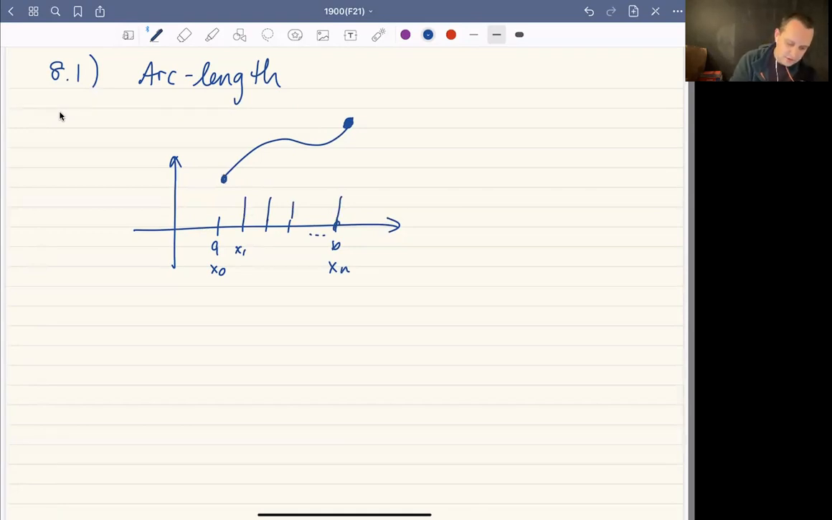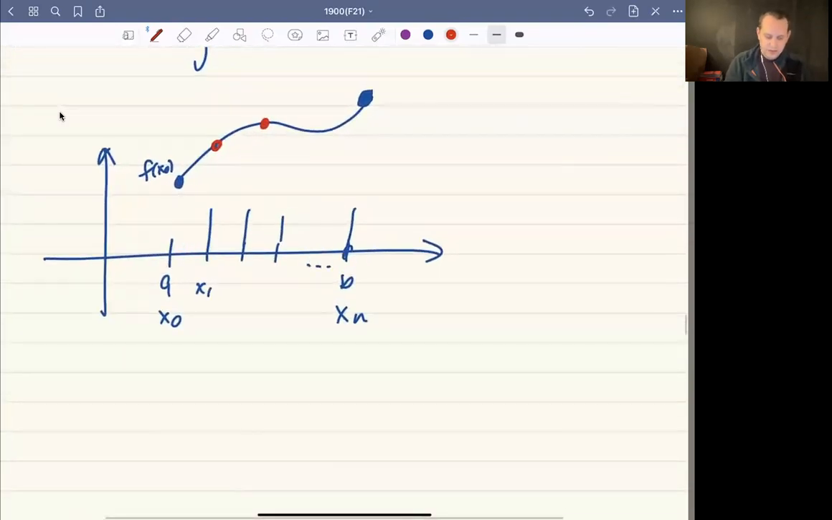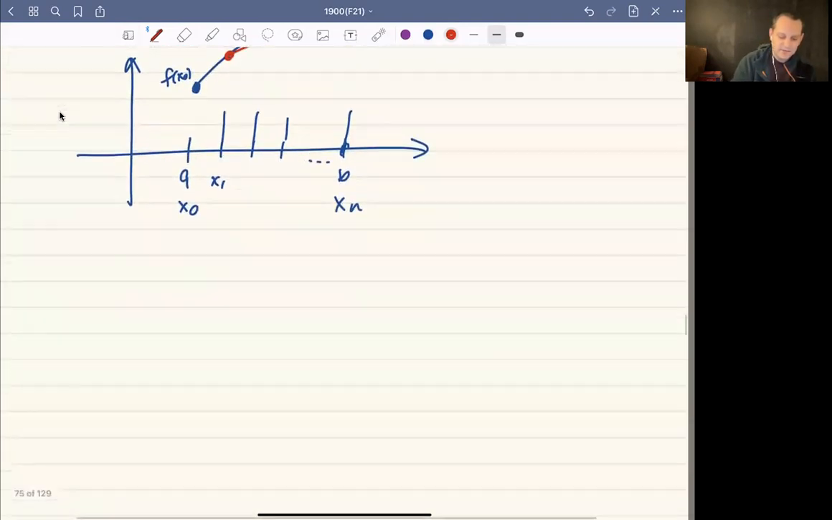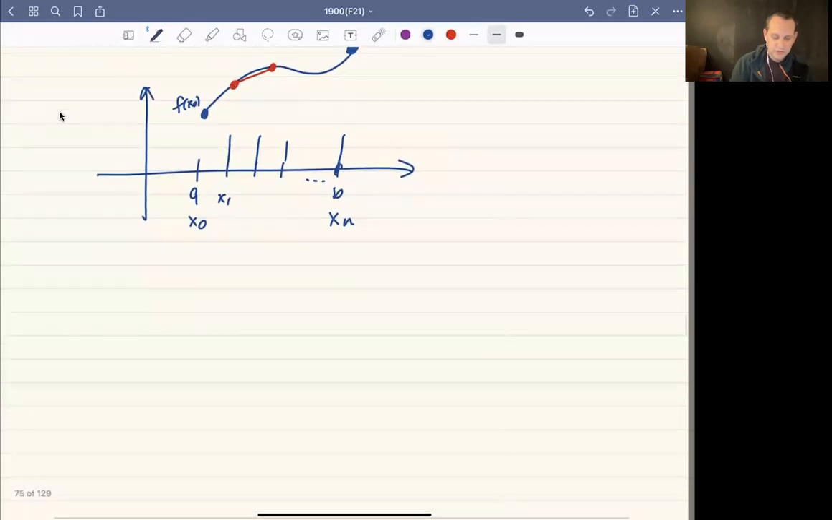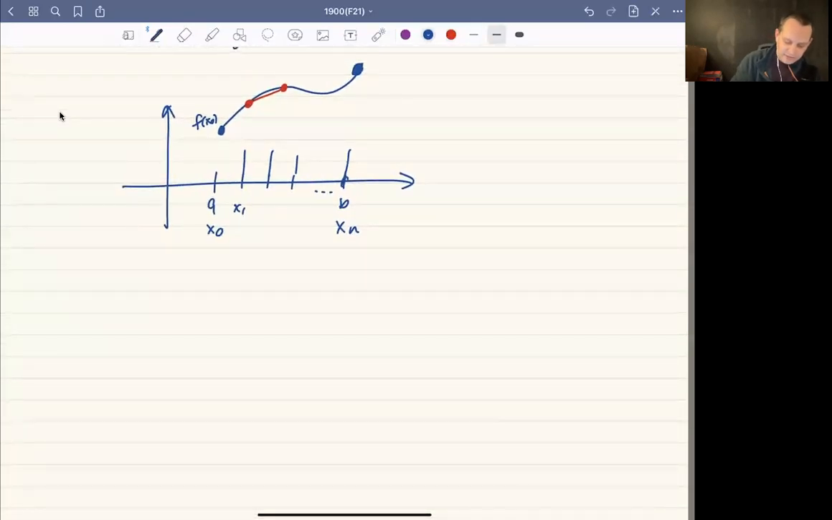So here we have x0, f of x0, x1, f of x1, and so on. And if we were to zoom in on any of these pieces, so maybe let's zoom in on this interval here, from x1 to x2. We're going to approximate it with a line. Okay, so in this case, since the function's concave down, this line is going to be under the curve. We know how to find the length of this line using the distance formula.